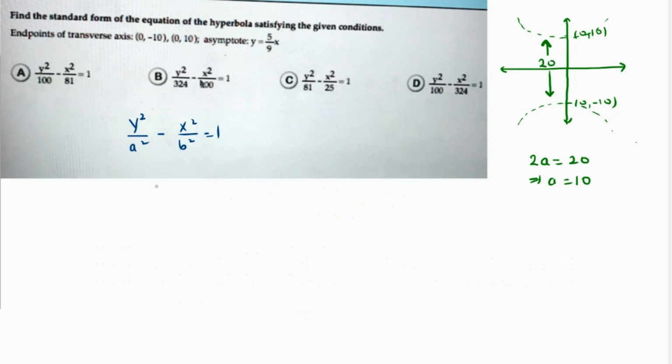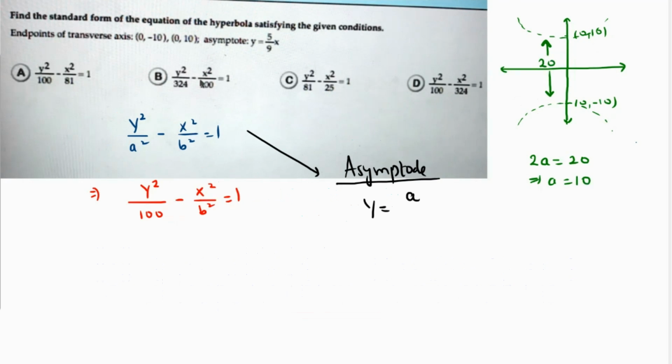So let's substitute 10 over here. So we'll have y square over a square, which is 10 square, which is 100, and over here, minus x square over b square is equal to 1. All right, so now we have to find the value of b as well. So that's where the equation of the asymptote comes in. For a vertical hyperbola like this, the general equation of the asymptote is given by y is equal to a over b x.